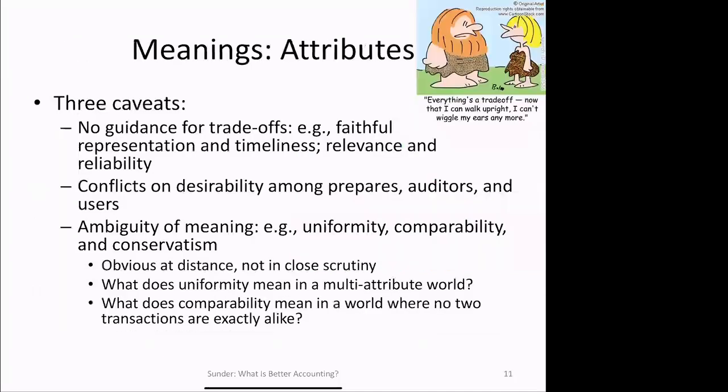The problem, again, is that these qualitative attributes come with three caveats. They don't give us guidance about trade-offs among them. For example, faithful representation and timeliness, relevance and reliability. There are obvious trade-offs between them, but they don't tell us how to trade them off. There's conflict between desirability among various agents involved in accounting: preparers, auditors, users, etc. And there's considerable ambiguity of meaning, such as uniformity, comparability, and conservatism, as we well know. So the meaning looks obvious at a distance, but when you get down into the bushes, it tends to become fuzzy. I won't go into the details of this here.